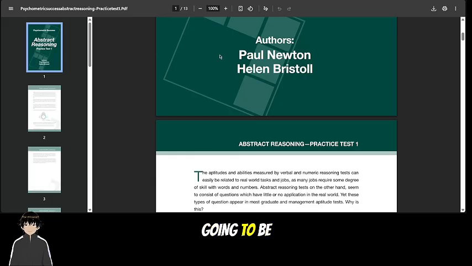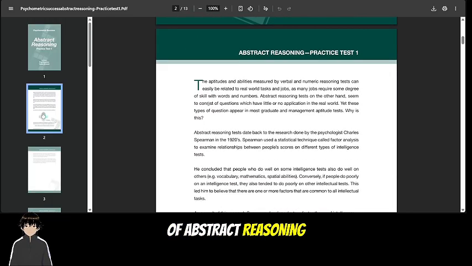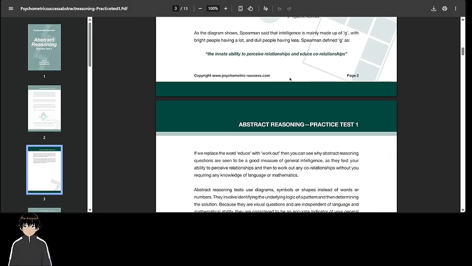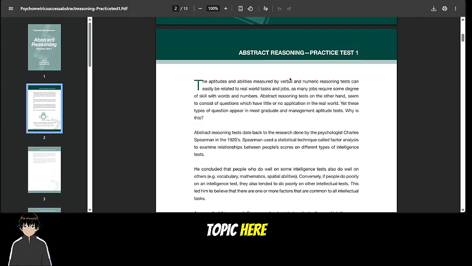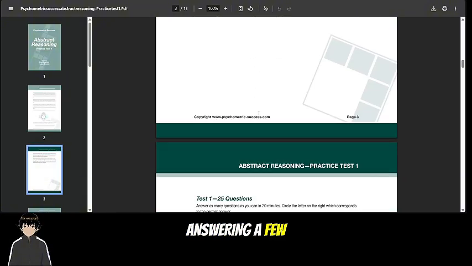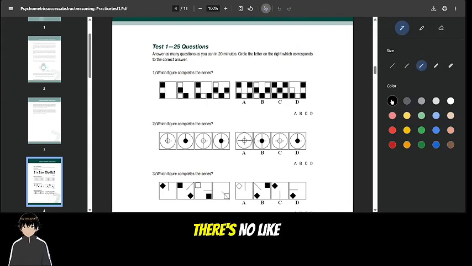And today we're going to be solving a little bit of abstract reasoning practice tests. It's mainly for fun, okay? There's really no sort of topic here. It's just me answering a few problem sets. This is going to test you on your abstract reasoning. A lot of it is just completely random. There's no structure on it.